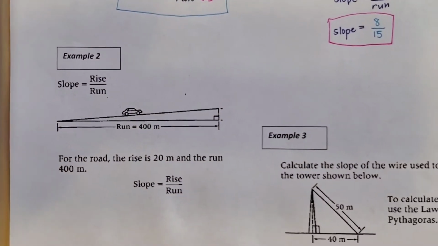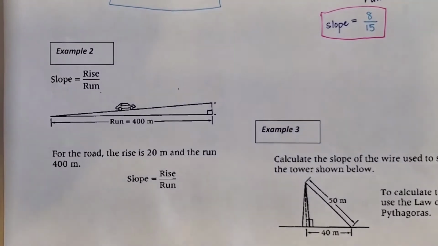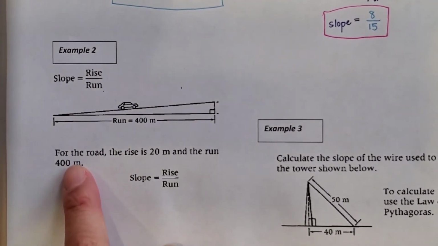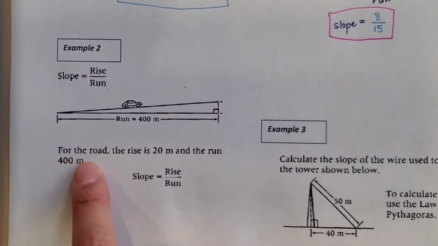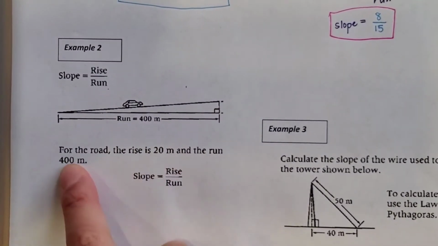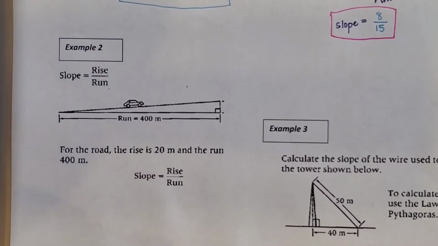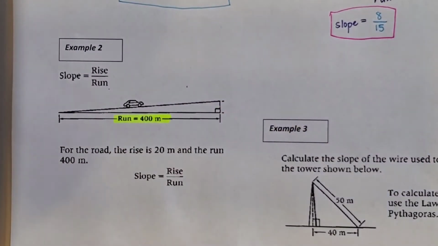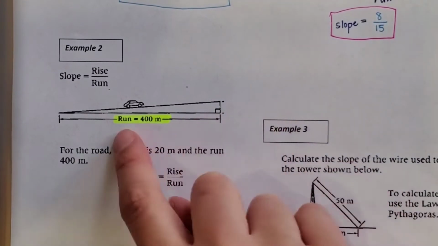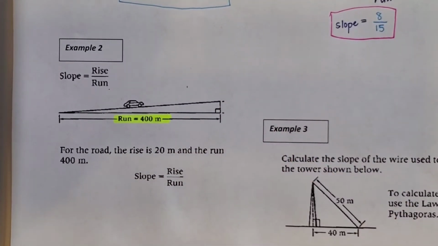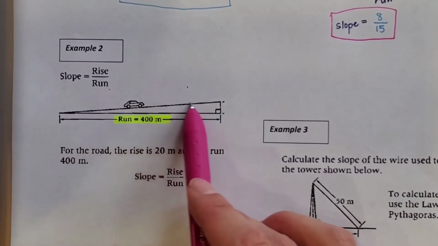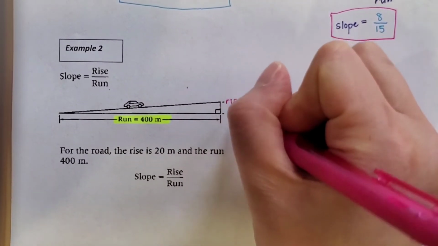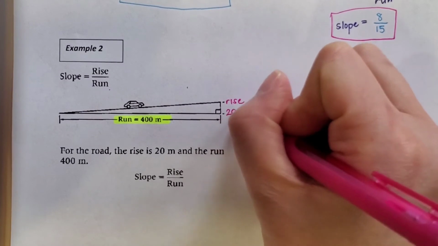So for example 2, I'm going to read the question because it's missing something on the diagram. For the road, the rise is 20 meters and the run is 400 meters. So we have that the run is 400 meters. Now, which one of these is the rise? Is it going to be this, or is it this line? If you said the second one, you're right. And the rise is 20 meters.